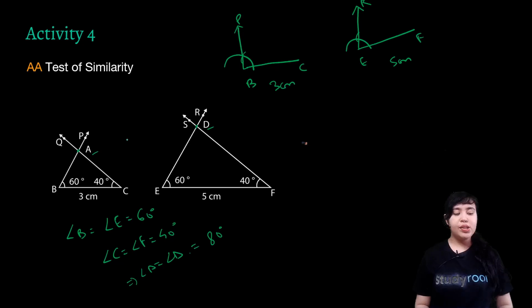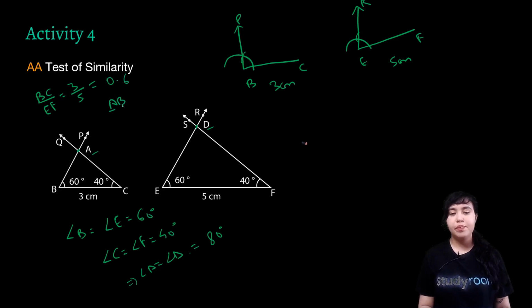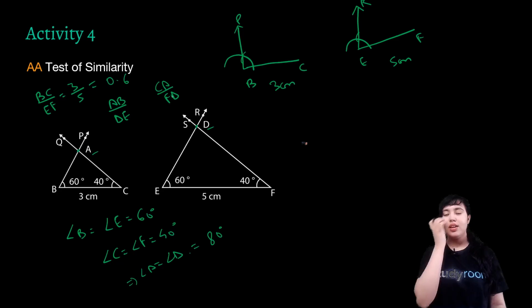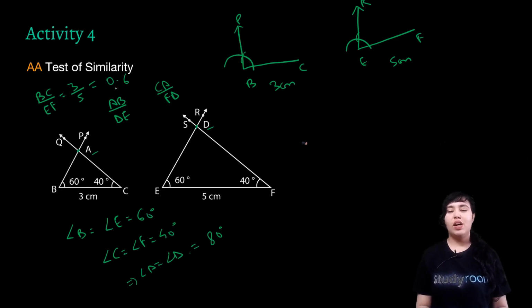Now, you do one thing for me. Measure BC upon EF. Tell me this ratio. 3 by 5. So if you convert it into decimals, it becomes 0.6. Now, similarly, you find out AB upon DE and find out CA upon FD. But I'm sure even these will turn out to be 0.6.